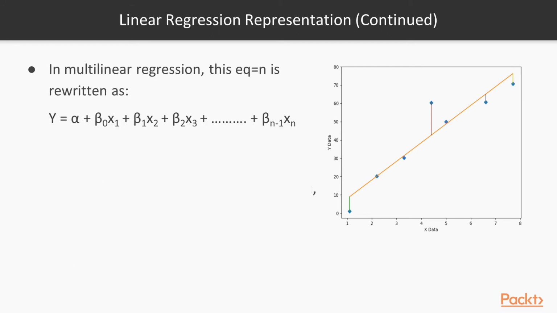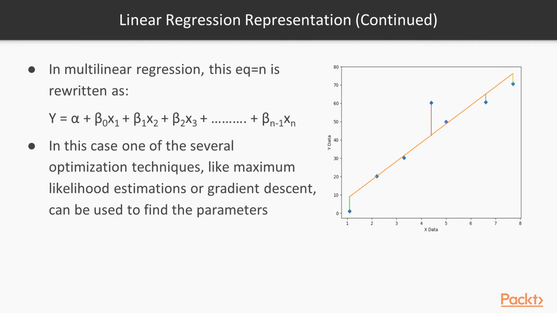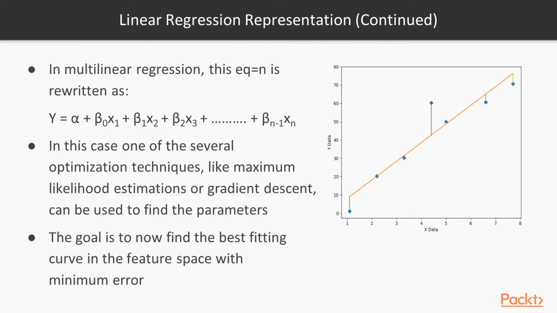But it is not always possible to do so. For example, in a multilinear regression, this equation would become a little complicated and it will become y = alpha + beta naught x1 up to beta n minus 1 xn, where x1 to xn are the different features. In this case, one of the several optimization techniques like maximum likelihood estimation or gradient descent can be used to find the parameters. Now the goal is to find the best fitting curve in the feature space with the minimum error.